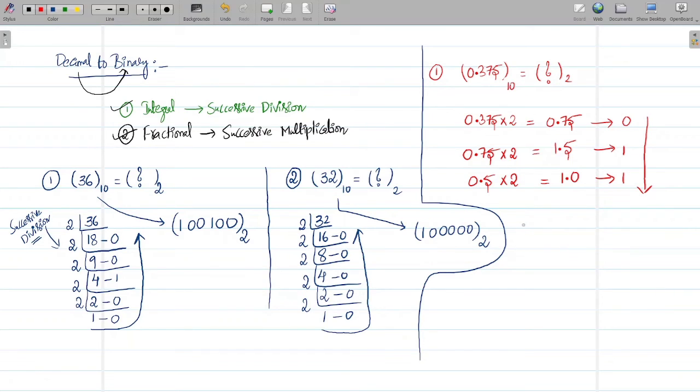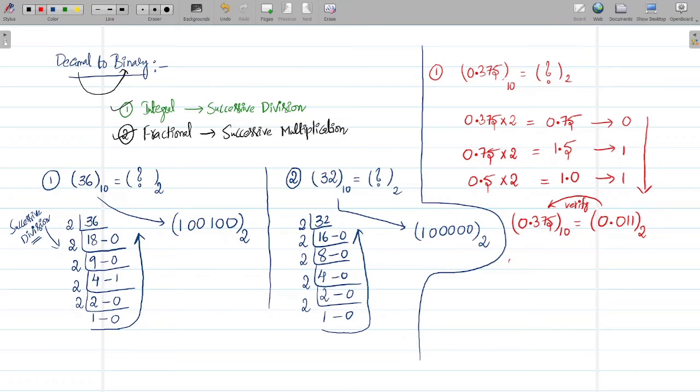Okay, so now the equivalent binary number for the decimal number 0.375 is given by 0 point. This is the radix point, and what are the digits after the radix point? 0, 1, 1. So this is the equivalent binary number. You can verify your answer again by converting this binary number 0.011 into a decimal number. If you have any doubt, please go through the previous videos on conversion of binary number into decimal number.